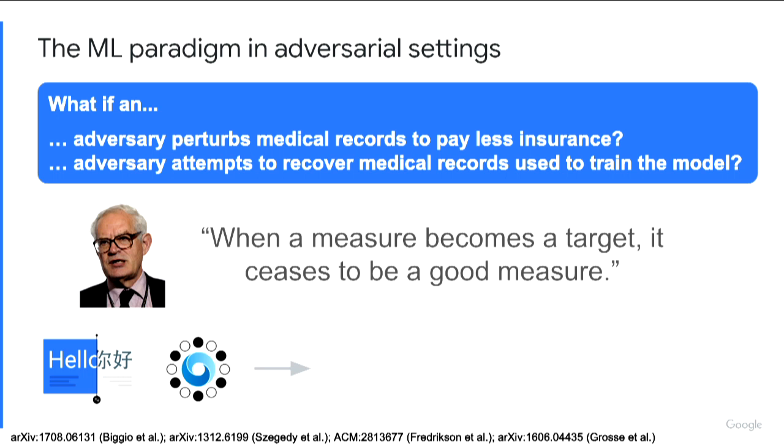So now, let's take the exact same example, but consider someone that is actively trying to evade the system that you've created. The adversary could be motivated by, for instance, paying less for insurance. So they could try to modify the medical records before they submit them to your model in order to force your model to decrease the risk of the patient and maybe provide a policy that is cheaper.